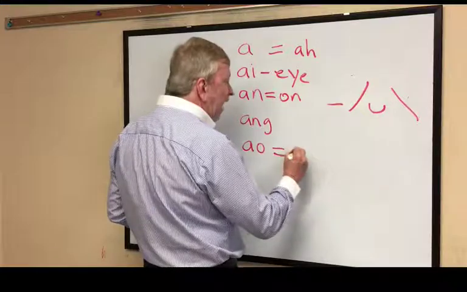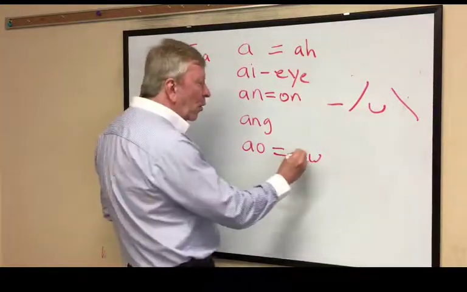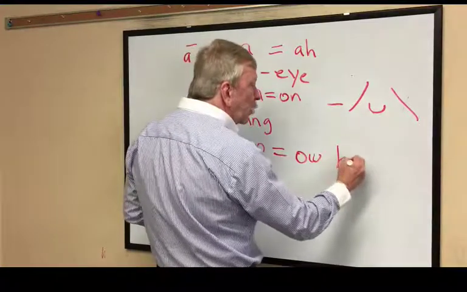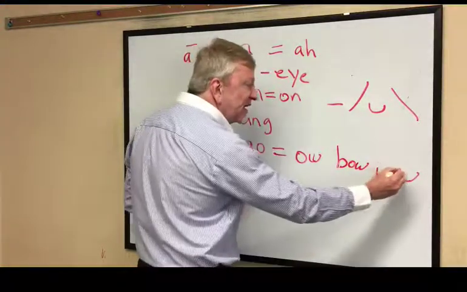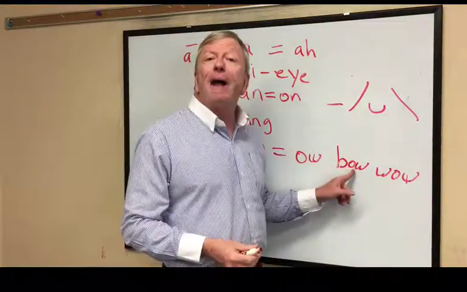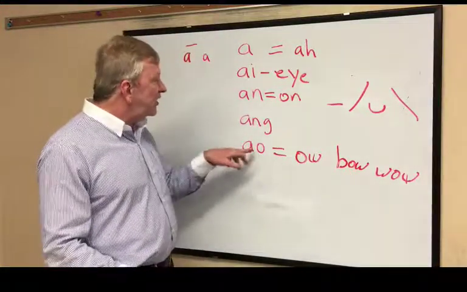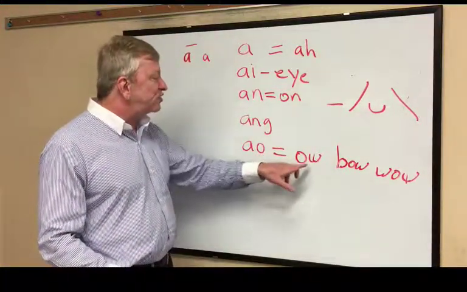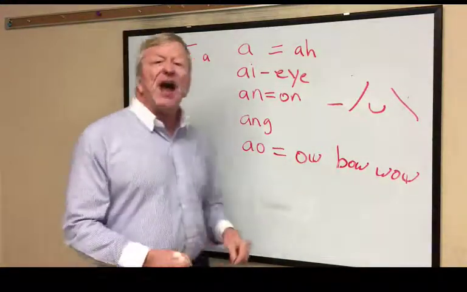It's like the English ow, like ow, that hurt. Or bow wow, which was the first word that my daughter learned how to say after she learned how to say mama and dada. She learned how to say bow wow because our neighbor had a dog that would run in the backyard. So this AO in Mandarin is pronounced like the English ow, and it sounds like this.